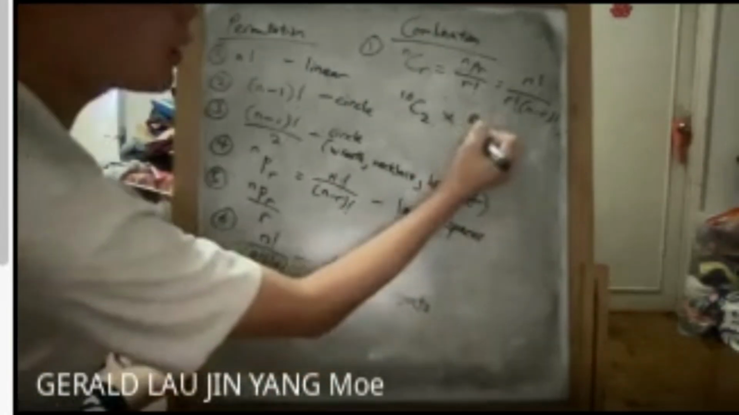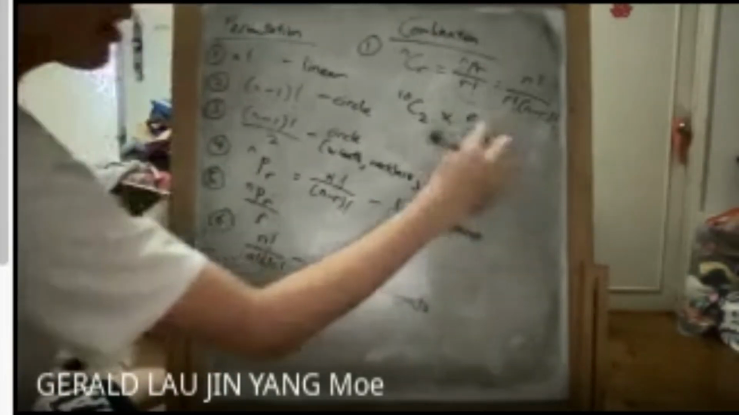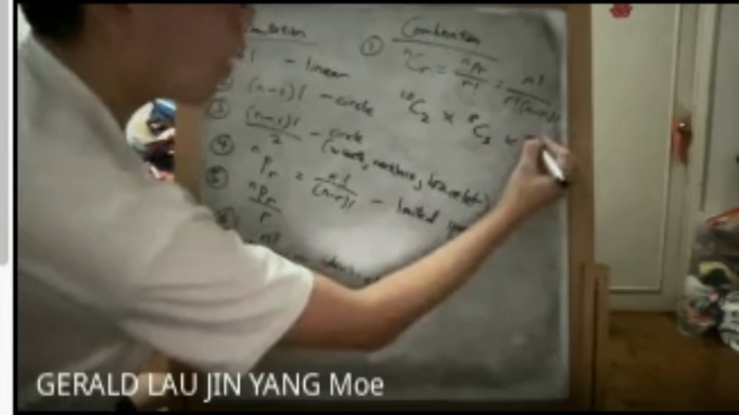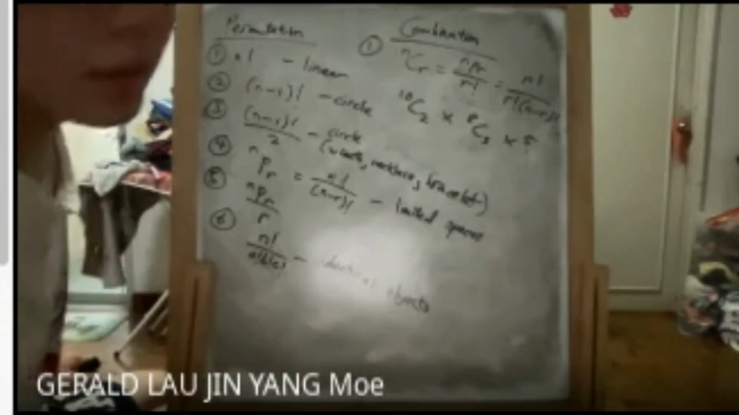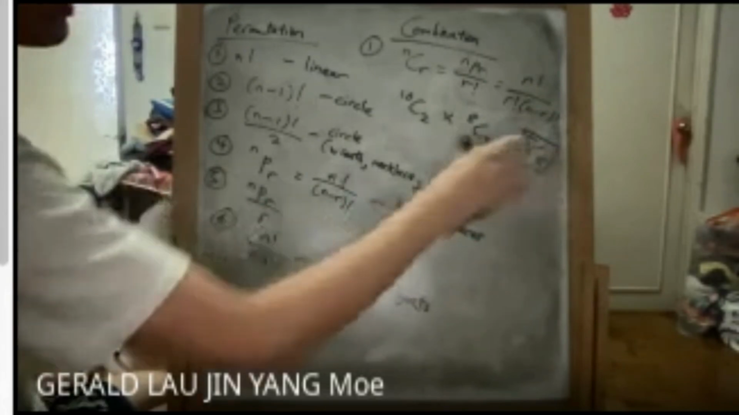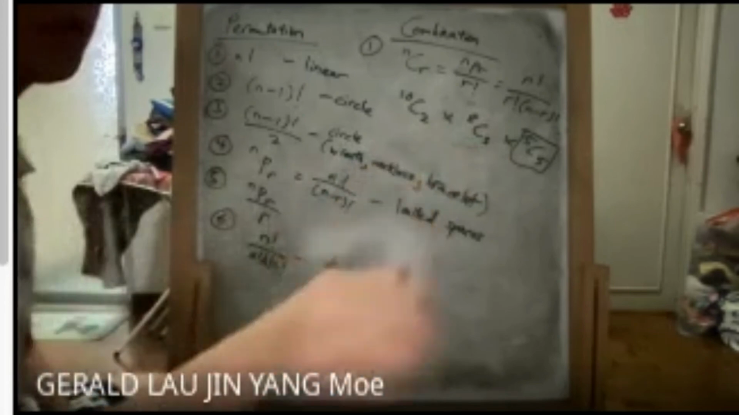So 8C3. And then the third group: after you take out 3 people from these 8 students, you only have 5 left, and the third group also has 5. Normally, the third one will be the same, 5C5. So in the end, this is the number of ways.